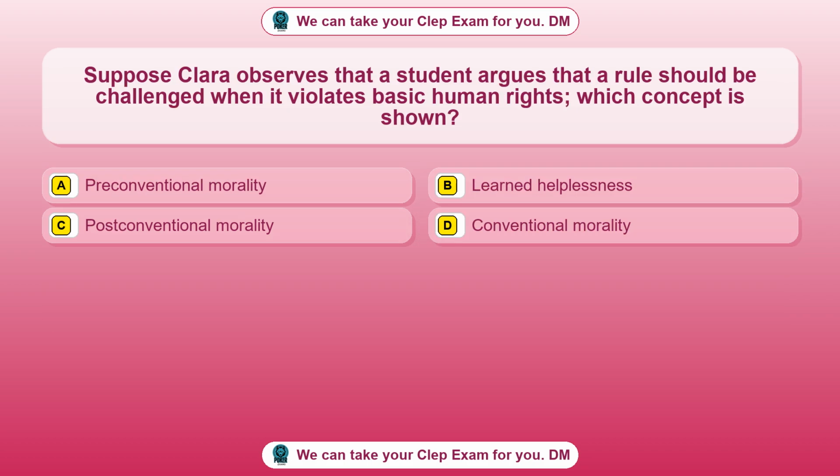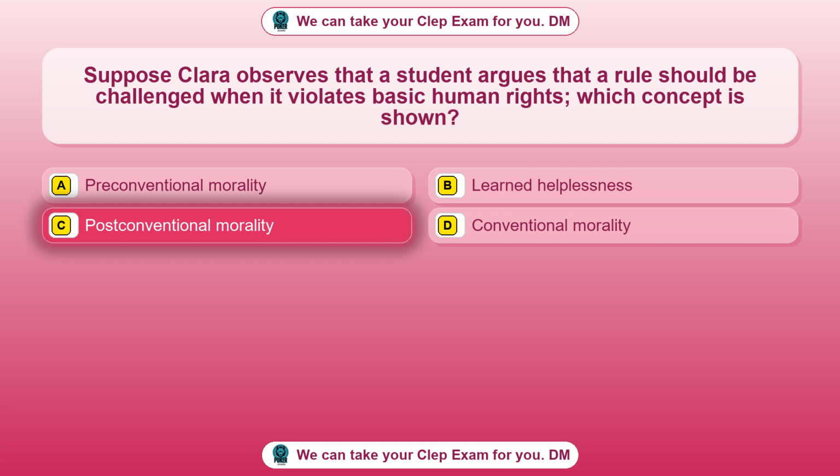Question 23. Suppose Clara observes that a student argues that a rule should be challenged when it violates basic human rights. Which concept is shown? Option A, pre-conventional morality. Option B, learned helplessness. Option C, post-conventional morality. Option D, conventional morality. The correct answer is option C.